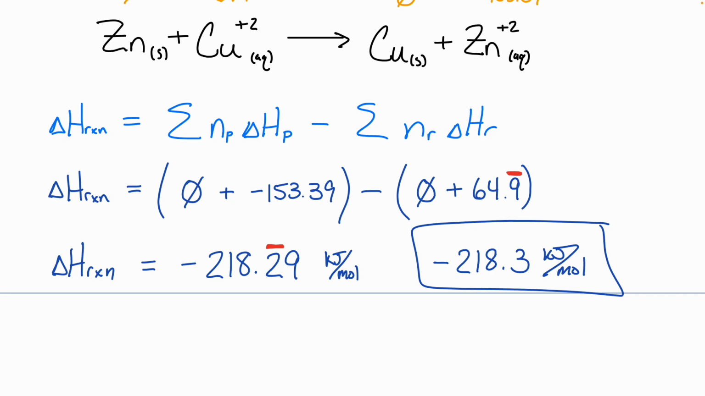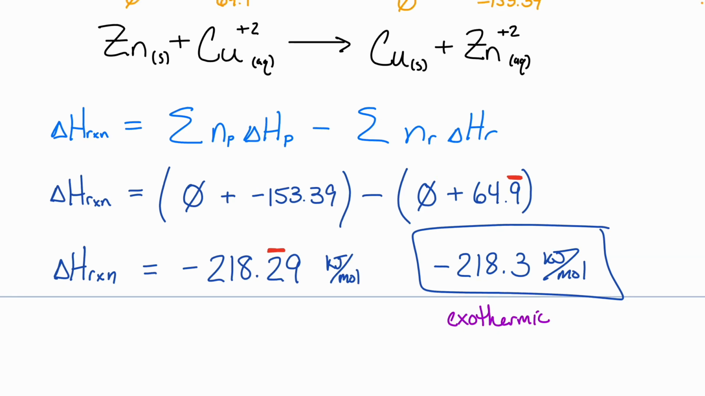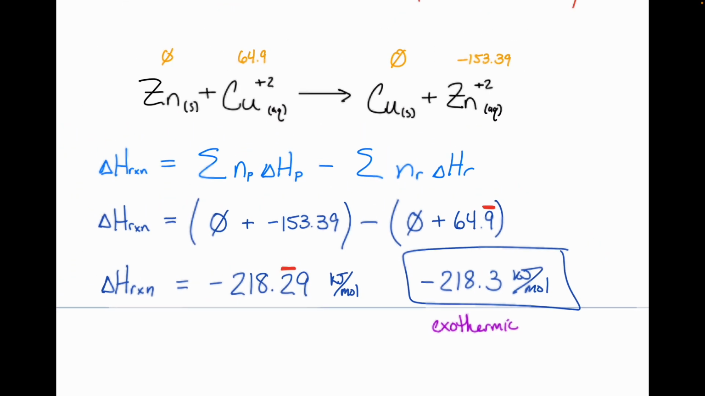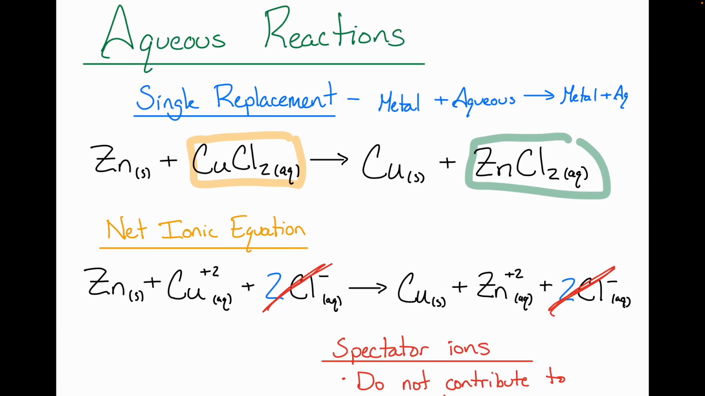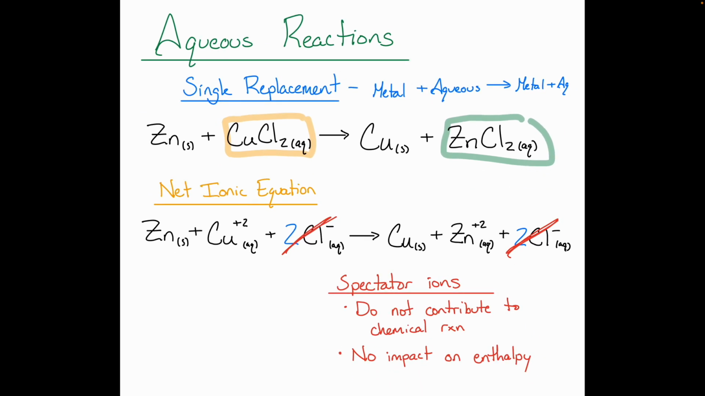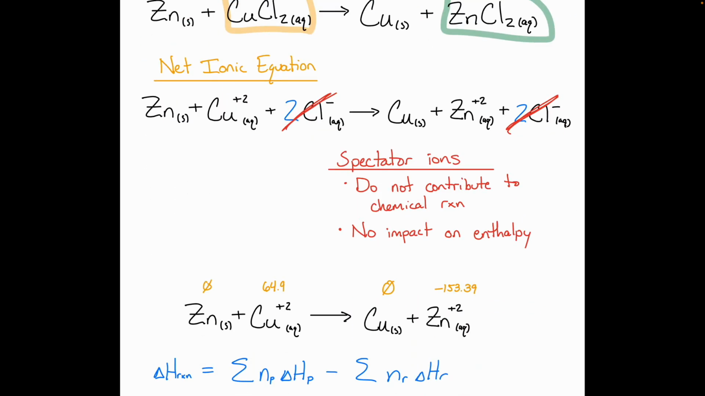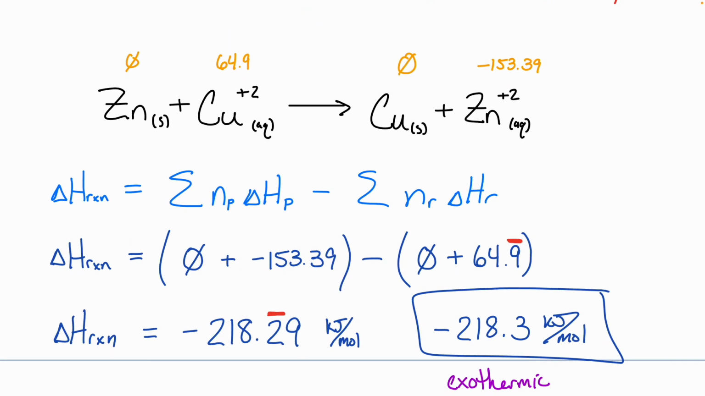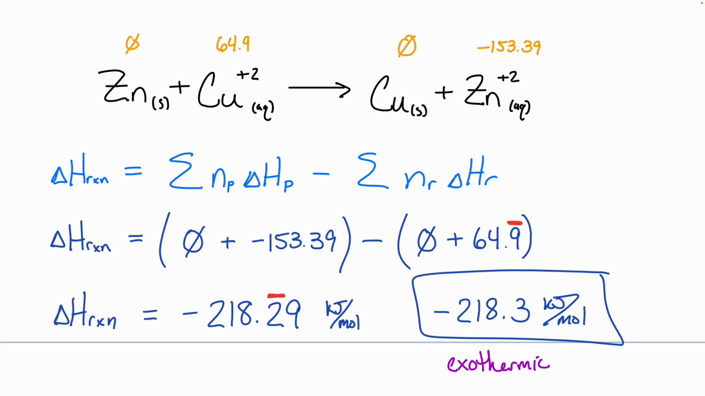And what can we say about this single replacement reaction here? Is it exothermic or endothermic? Exothermic. All right, so for these aqueous reactions here, we have to first break this up into its net ionic equation, and then we can do our normal scheme of looking up those values from our thermodynamic standards and doing our products minus reactants to calculate our delta H.